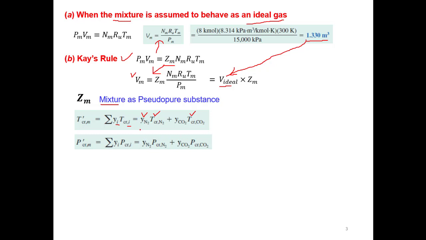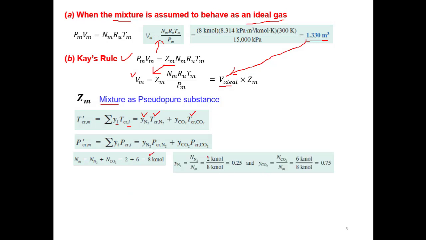What about the mole fraction? How many moles are there? If we add up 2 plus 6, that is 8 kilomoles. So what will be the mole fraction of the nitrogen? Number of moles of nitrogen divided by total number of moles. Similarly, mole fraction of the CO2 is the number of moles of the CO2 divided by total number of moles. So we have 0.25 for the nitrogen and 0.75 for the carbon dioxide.